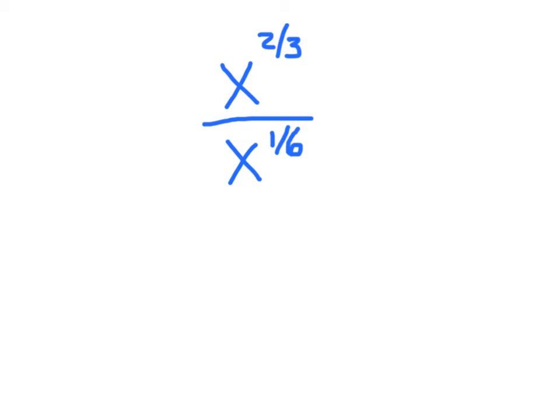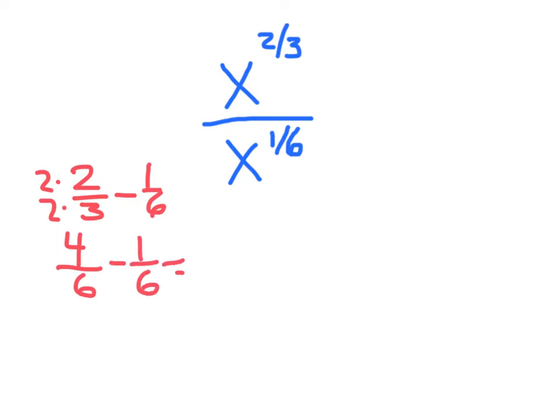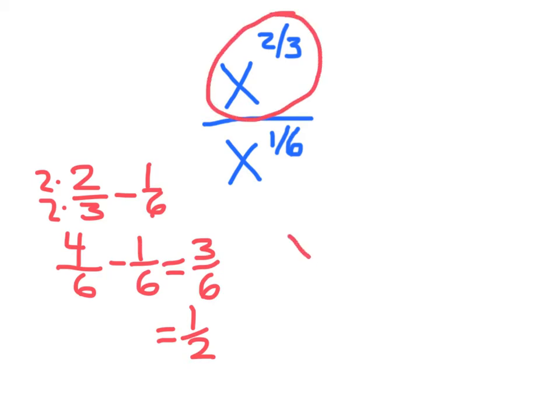Same concept of canceling here, but with fraction exponents, it might be easier to think of as subtracting exponents. So it is 2/3 minus 1/6, getting a common denominator. 4/6 minus 1/6 is 3/6, which reduces to 1/2. So this is really, since the top wins by 1/2, x to the 1/2 is the final answer. It's not 1 over x to the 1/2 because the top wins.